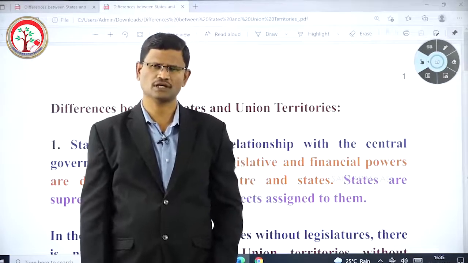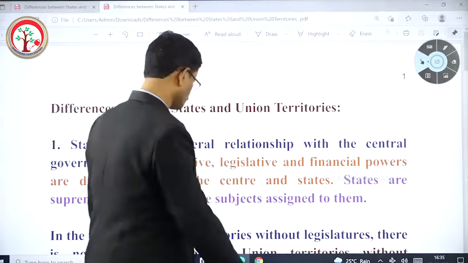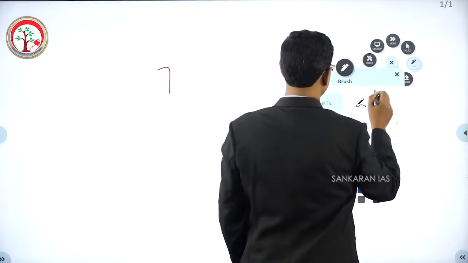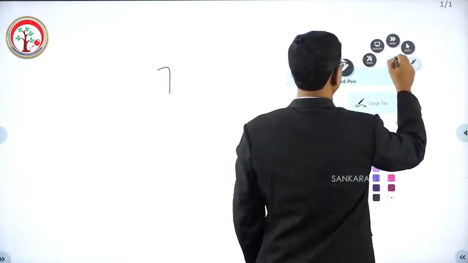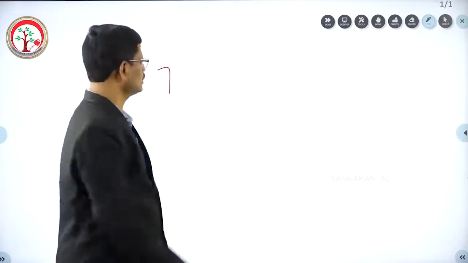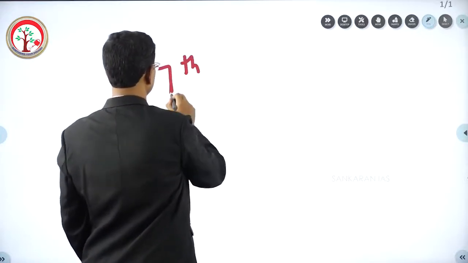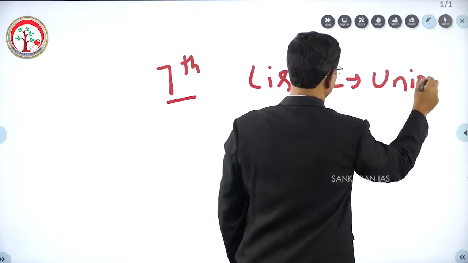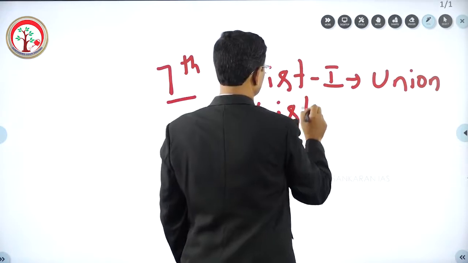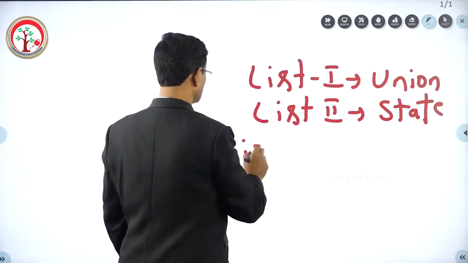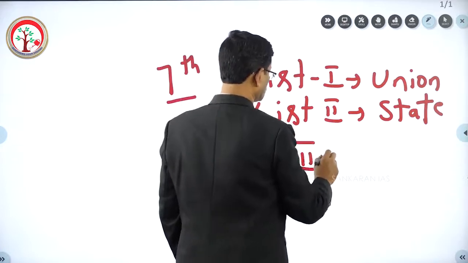The Indian Constitution is federal because the 7th Schedule of the Indian Constitution provides for the division of powers between the center and the states, between the Parliament and the state legislatures, in the form of three lists. List 1 is called the union list. List 2 is called the state list. List 3 is the concurrent list.